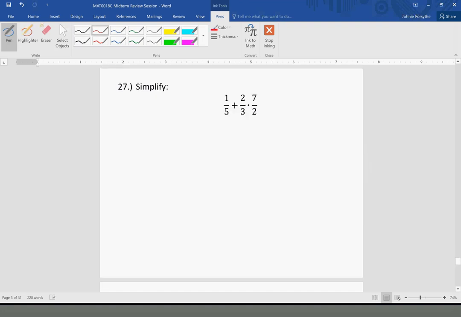Okay, the 27. So now we have multiple operations, so we're going to follow our order of operations. We don't have any grouping symbols or parentheses. We don't have exponents, but we do have multiplication or division. We have multiplication. Let's take care of that first. So 2 over 3 times 7 over 2. Well, here we can actually cancel out the 2, so I just have 7 over 3. So I'm left with 1/5 plus 7 over 3.